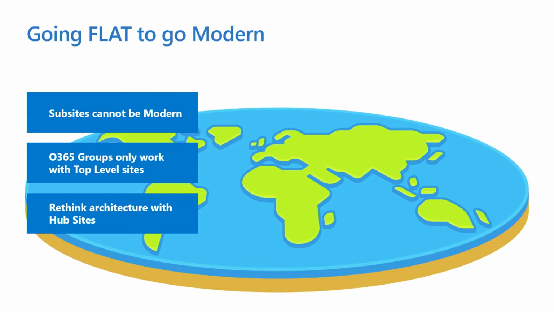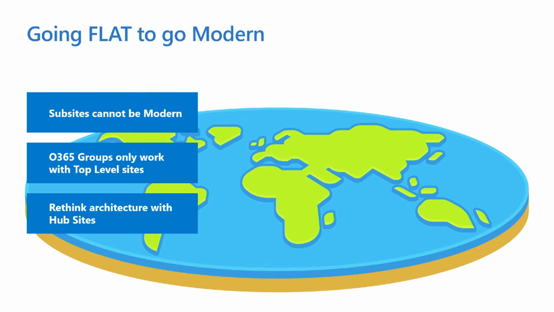If you just move to Office 365, your next challenge is going flat in terms of architecture, because that's the new way of things. It's not a top-down build vertically. It's leave it completely flat. However, subsites in SharePoint cannot be converted to modern. Groups can only work with top-level sites, so teams and all of that. And you need to rethink to use hubs instead.